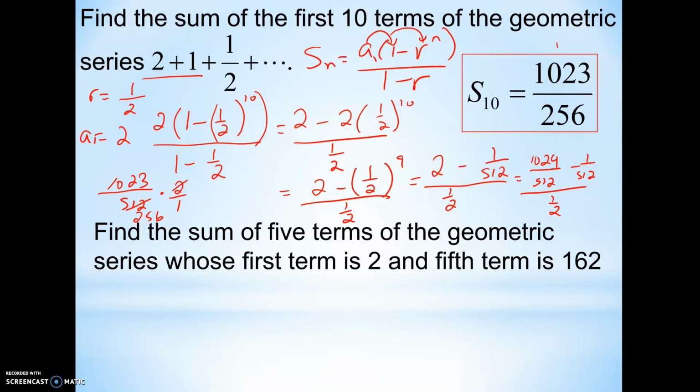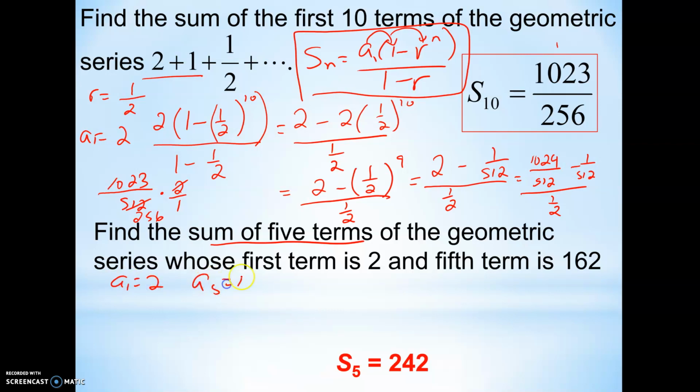Okay, last one. Find the sum of the 5 terms of the geometric series. When they say the geometric series, they're saying that this guy is infinite, but I only want the sum of the first 5 terms. So again, I have to use this formula. I'll just flash up the answer here. S sub 5 is 242, but let's go through the work. a sub 1 is 2. We know that a sub 5 is 162. I need to find my common ratio.